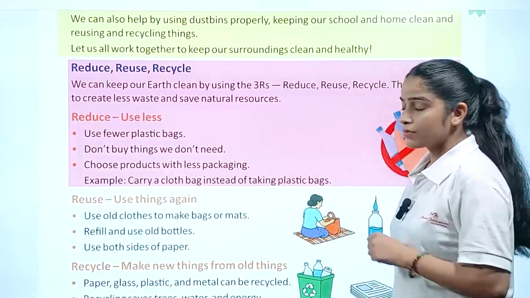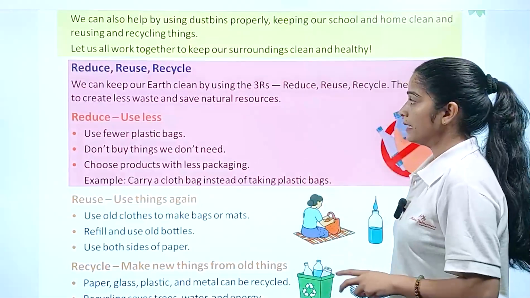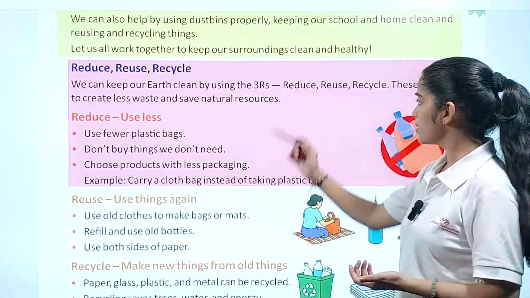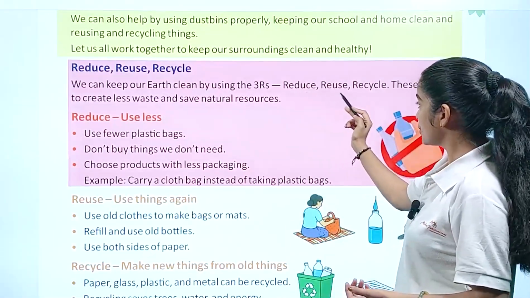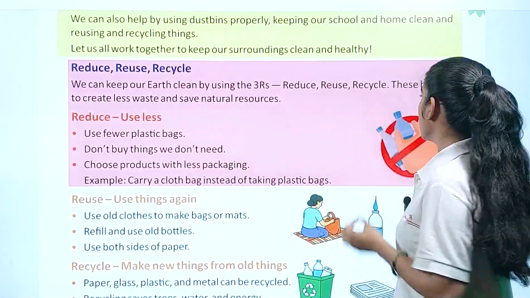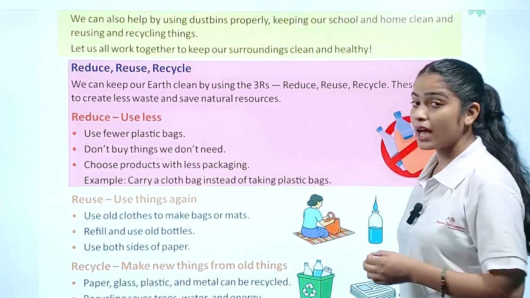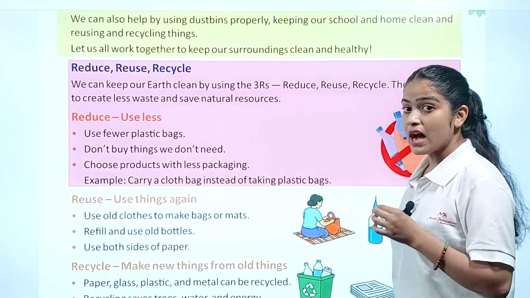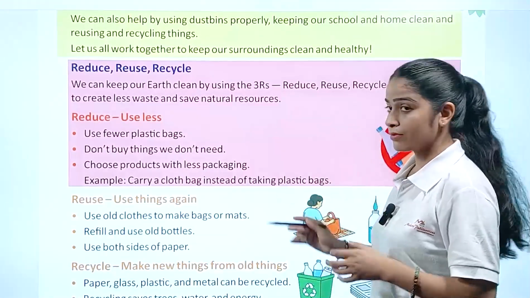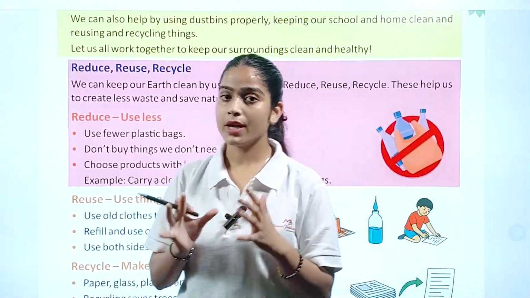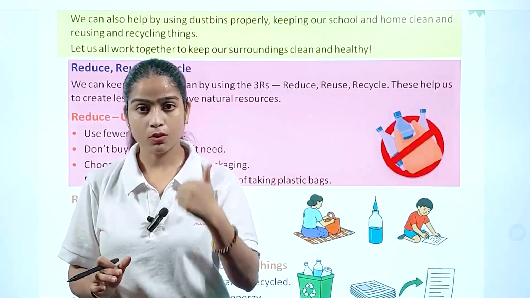Reduce, reuse, recycle. We can keep our earth clean by using the three R's. What are those three R's? First, reduce. Second, reuse. Third, recycle. These help us to create less waste and save natural resources. If we are following these three R's, first of all we have to reduce the waste. Now, if we are able to reduce the waste, good enough.